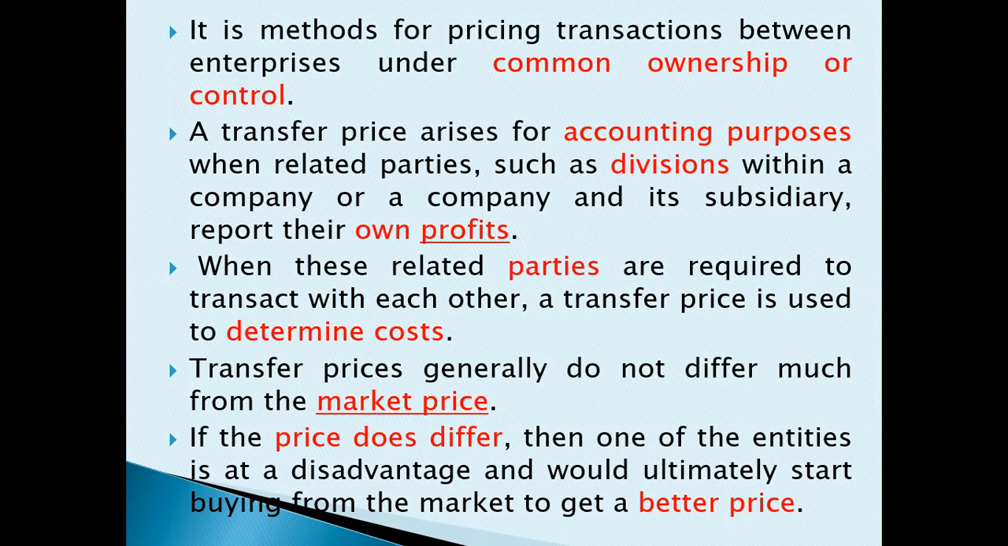If the price does differ for one of the entities, it is a disadvantage, and ultimately they would start buying from the market and get a better price. This means my price will be approximate to market price. If I sell to Bharat Forge at 5000, then to my subsidiary I would sell out at 4900 or 4800. Getting this? Price will not be more than this, but it will be less, though not that much less either. I will not transfer at a big loss. I also have to bear my expenses. Getting this?